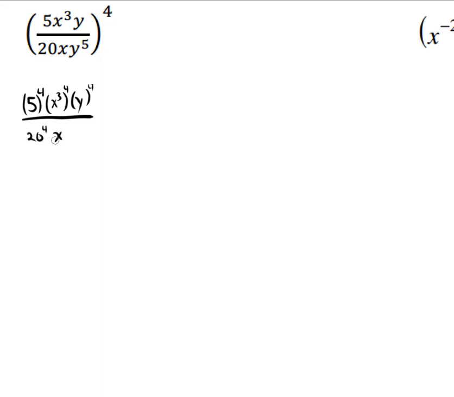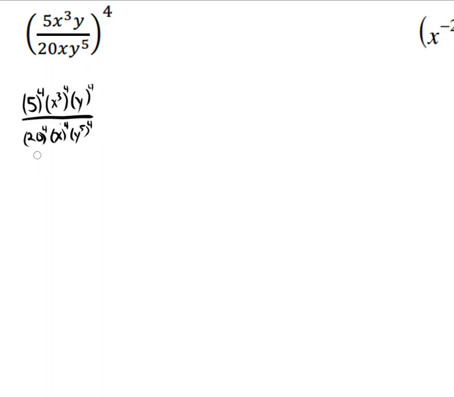I have x raised, oh sorry, this is 20 raised to the 4th power. Do use your parentheses. It's going to save you a lot of grief in the long run, okay? So x raised to the 4th power, and finally y to the 5th raised to the 4th power. So that's the power to a power rule. I've just applied it basically throughout. I just need to simplify it a little bit.